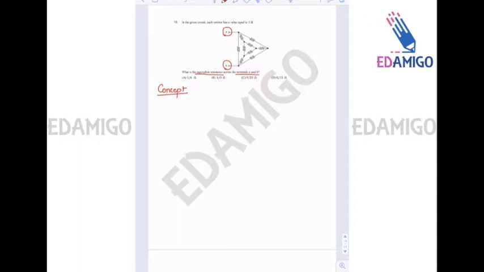So the simple one is series: two resistances are in series, the equivalent is R1 plus R2. Then parallel: two resistances are in parallel.